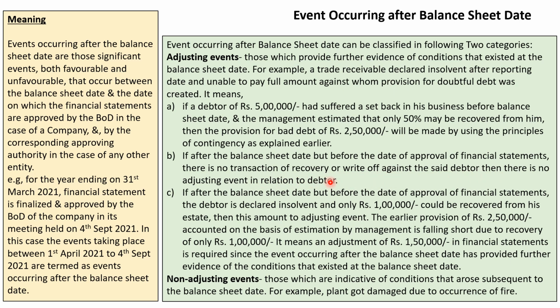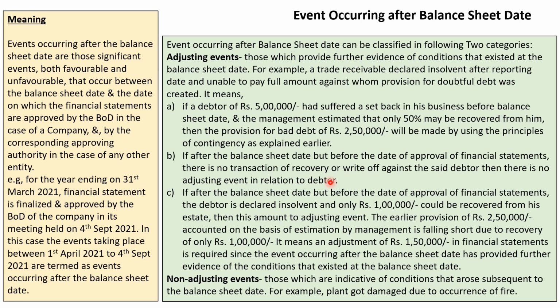So you are telling the management that let us make an estimation of the bad debt which may happen. Management has decided that probably we will be in a position to recover 50% of the money from this debtor. Remaining 2,50,000 we may not be in a position to recover. So management has given a permission to the accountant to pass the entry for RDD to the extent of rupees 2,50,000. This is the entry on the basis of contingency.